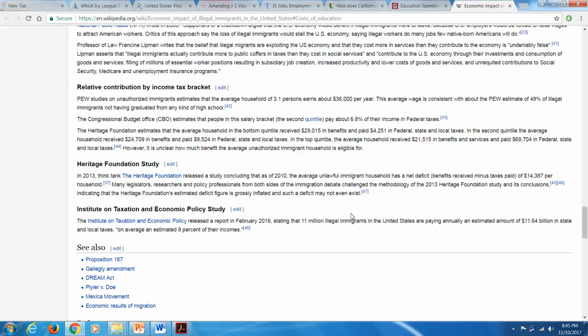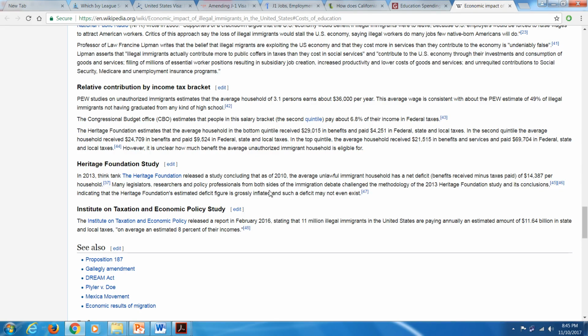Okay, next one. There are different estimates. The average household of illegal immigrants, with 3 people, makes around 36,000. 49% of these illegal immigrants don't have any kind of high school education. And then the average household in the bottom quintile received 29,000 in benefits and paid 4,000 in taxes. But the upper one actually received 21,000 in benefits and paid 69,000. That's very few, the top high end.